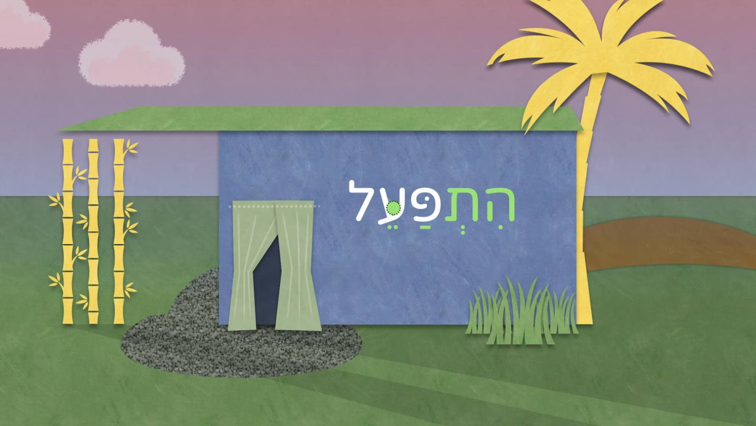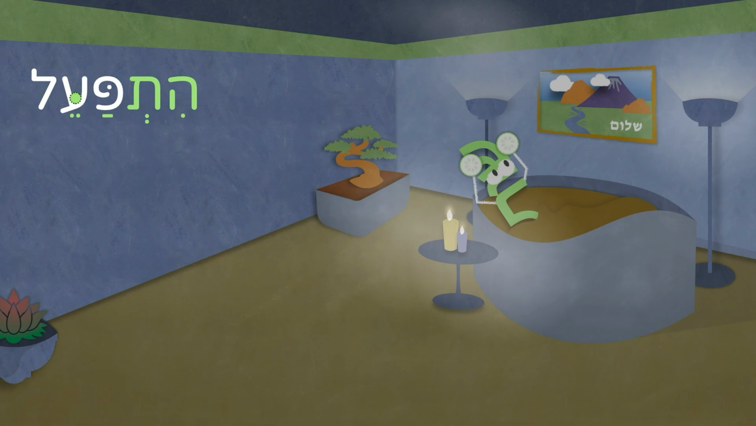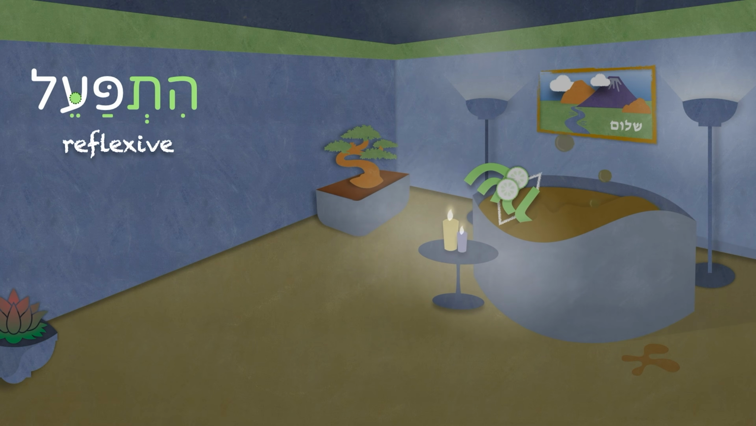Well, it's been an active day for shoresh, and they could use some me time, some self-care. So shoresh is winding down at the local spa, the Hitpael binyan. A cucumber mask and a mud bath is just what shoresh needs. The Paal, Piel, and Hifil Binyanim are all active forms. The Hitpael, on the other hand, is reflexive. That is, the subject both does and receives the action of the verb. I'll show you how that works in just a sec.